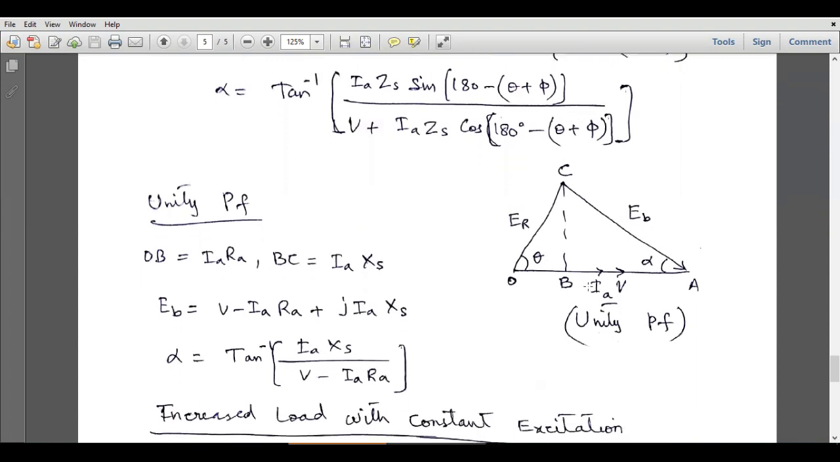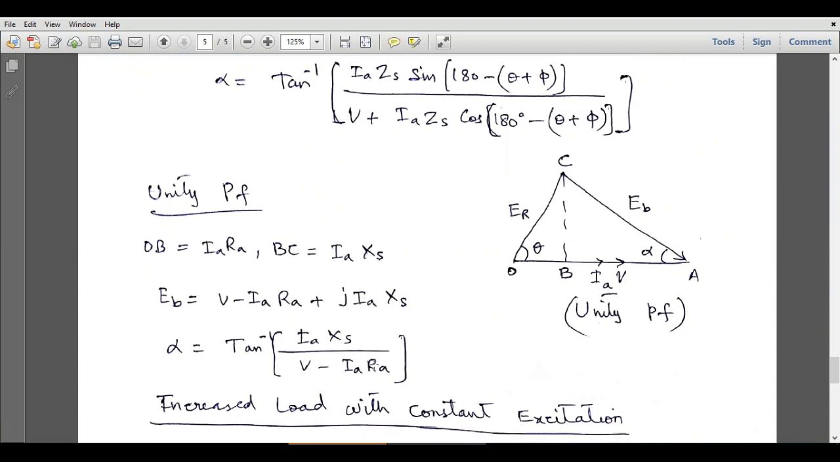And in the unity power factor case, this IA and voltage will be in phase, and we will get such a phasor representation. So EB in this case will be equal to AB plus BC, and AB is actually equal to V minus IARA. So V minus IARA plus this component, which is jIAXS. So EB will be equal to V minus IARA plus jIAXS, and the magnitude of EB can be calculated by taking the square of this real part plus the square of this imaginary part and then the square root. So alpha is equal to tangent inverse of the imaginary part divided by the real part.